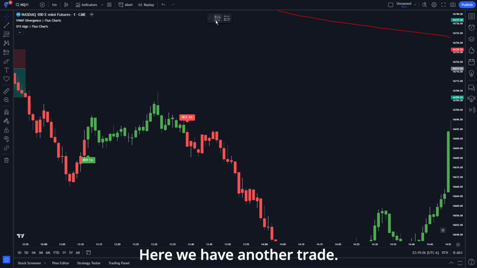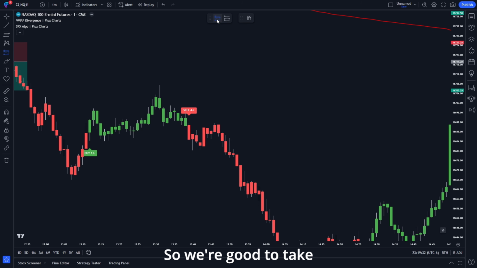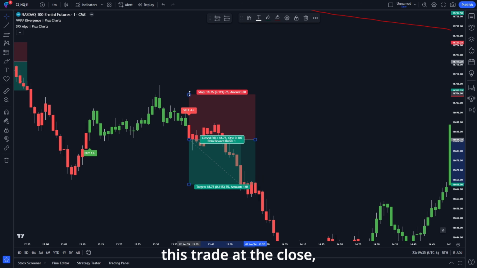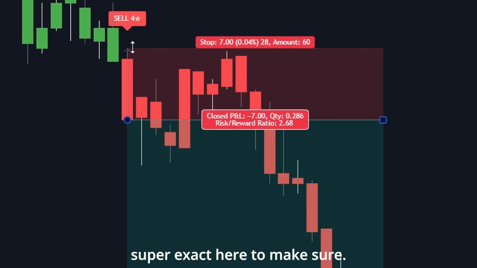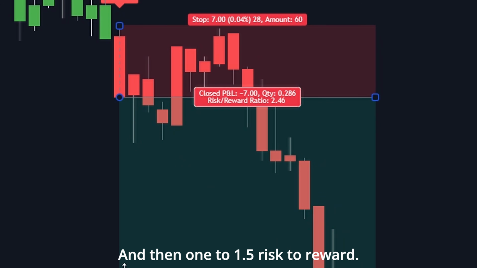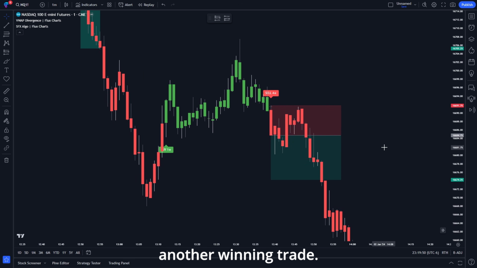Here we have another trade. We have a sell signal, a red VWAP, so we're good to take this trade. At the close, stop loss here at the high. We have to actually get super exact here to make sure. Yep. And then 1 to 1.5 risk to reward. This one almost got stopped out, but it ended up being another winning trade.